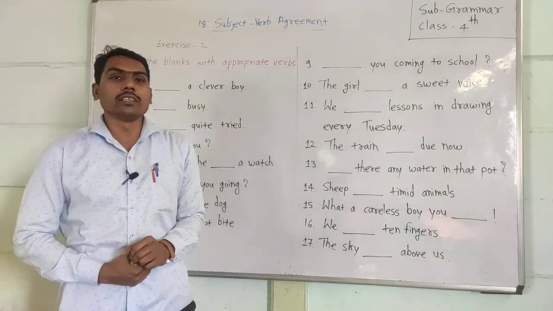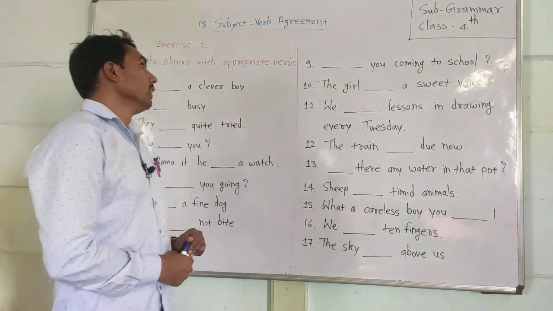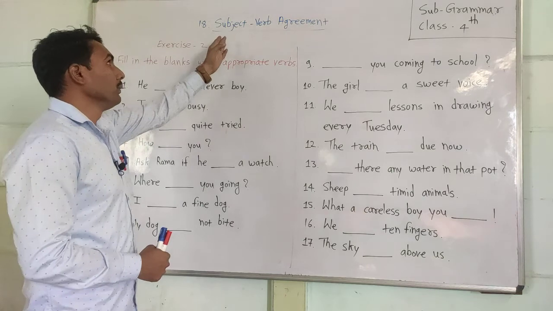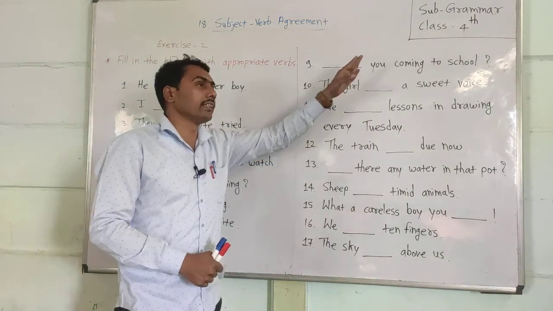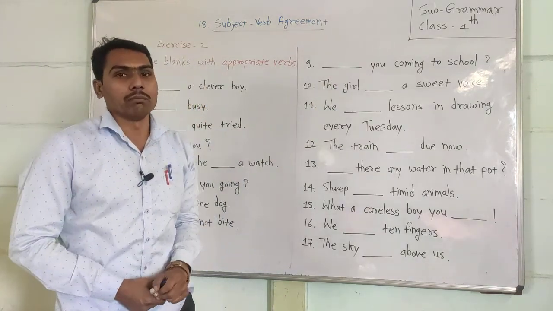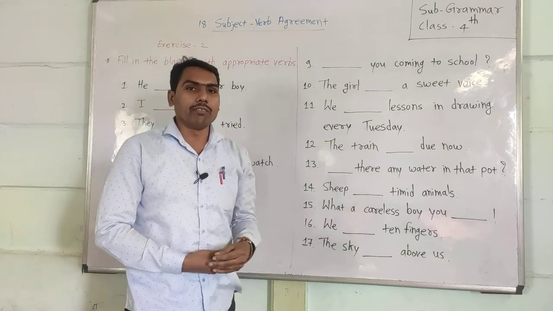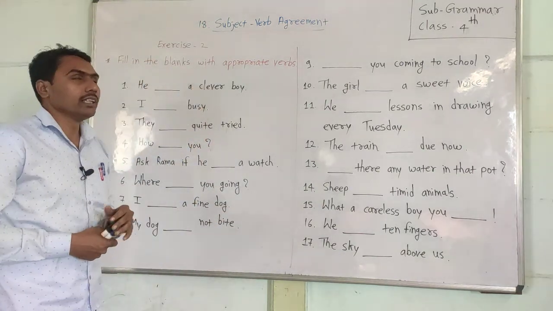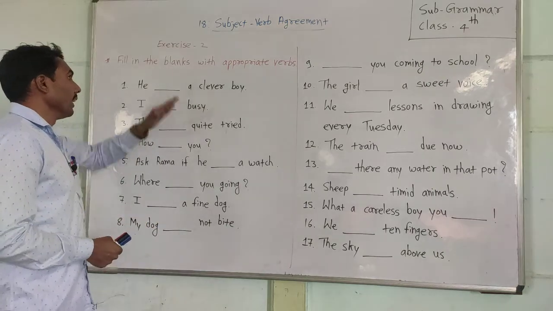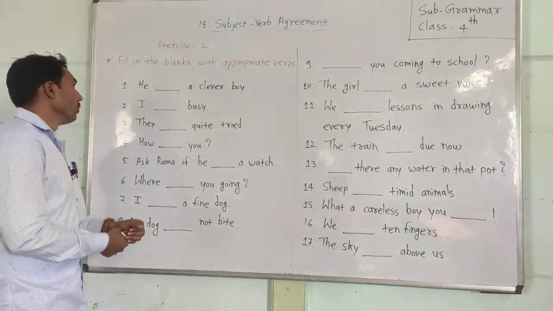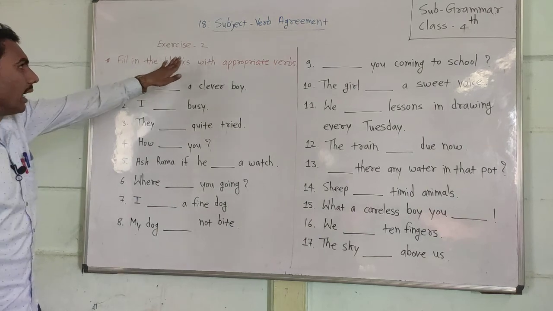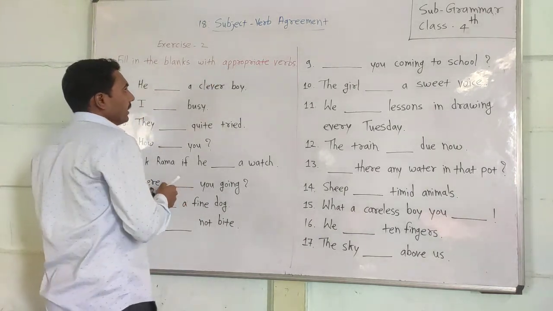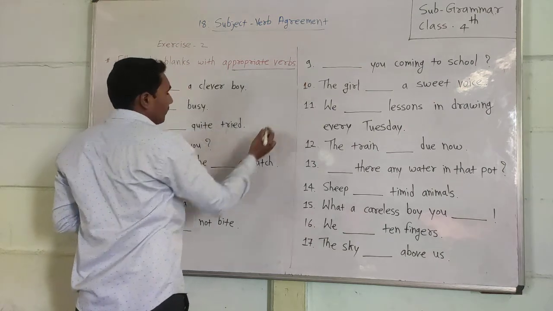Good morning, students. Today we are going to see the remaining part of our 18th lesson, subject verb agreement, class 4th, subject grammar. In today's period we are going to solve one exercise related to subject verb agreement, exercise number 2. Now fill in the blanks with appropriate verbs.